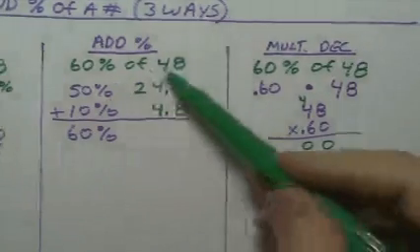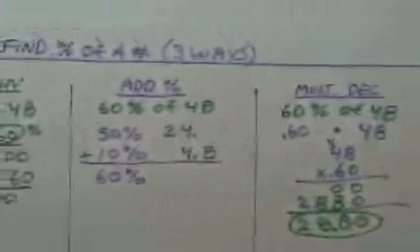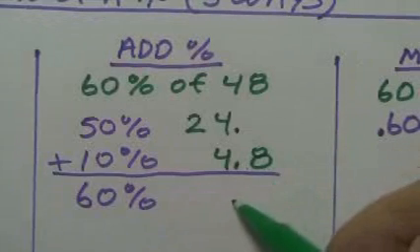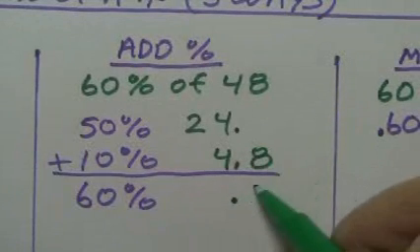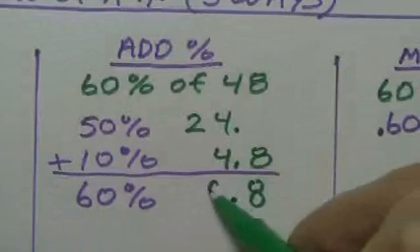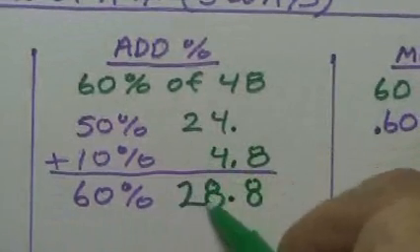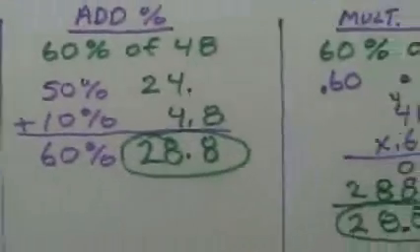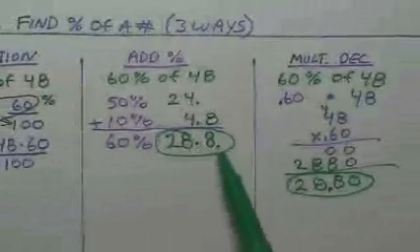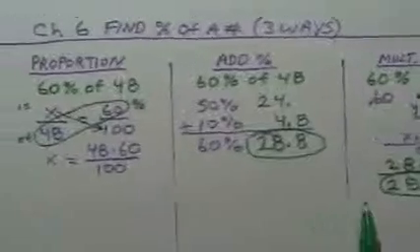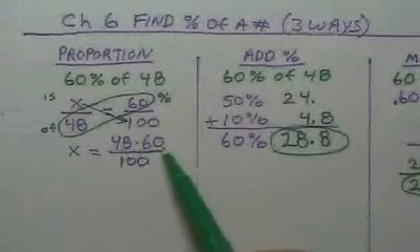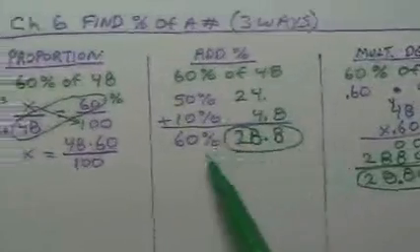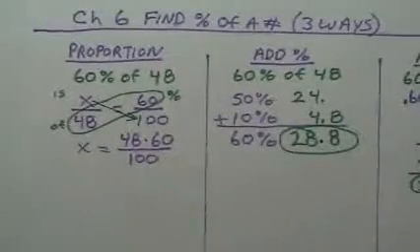Okay, let's do the same thing for the adding percentage. I'll bring the decimal point straight down. 4 and 4 is 8, and then we have a 2. So see, same answer, 28.8, or 28.80. And if we did the proportion, we'd cancel some things and then we'd have to do long division, and we'd end up with the same answer. But we'll just stop right here.